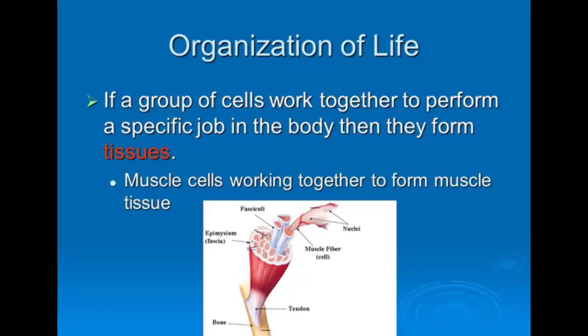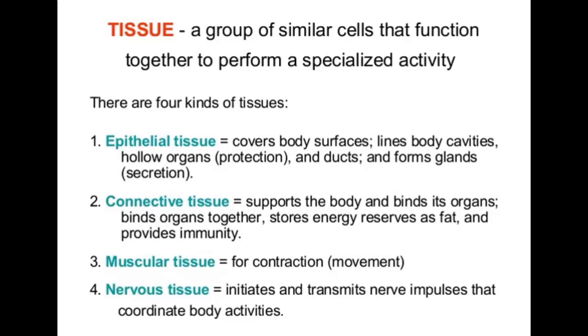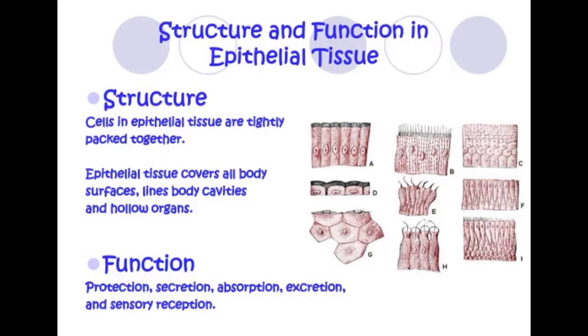This is the muscle tissue. There are different tissues. Number 1, epithelial tissue. By now you know how to pronounce it. Number 2, connective tissue. Number 3, muscular tissue. Number 4, nervous tissue. Let's start with the epithelial tissue.